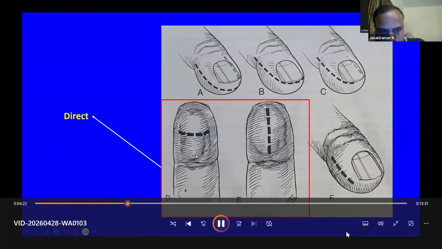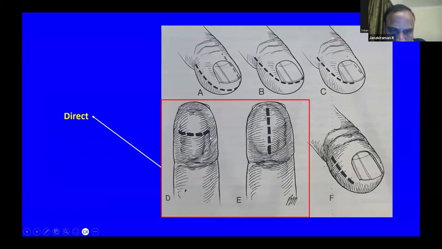Now, where there is a fluctuation, as can be seen in these two cases, a direct approach can be used by incising the palmar skin. We all know that it is not desirable to have a scar running along the contact surface of the digits. So, where there is no fluctuation, an indirect approach through a midlateral incision on either side, or just one midlateral incision, not even reaching up to the tip of the finger, can be used.